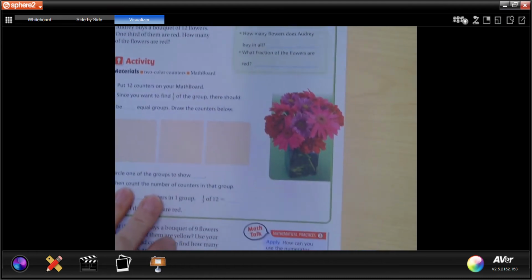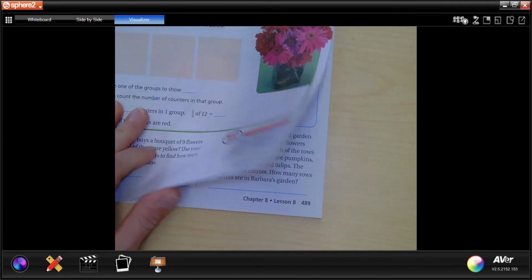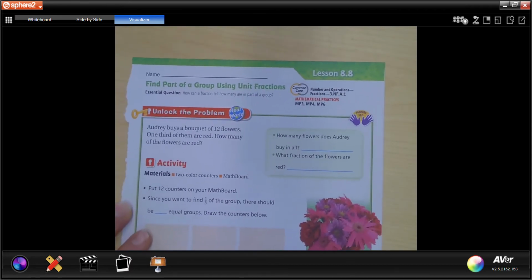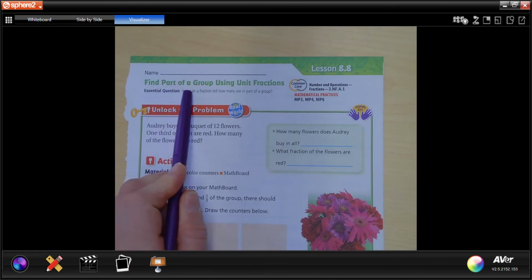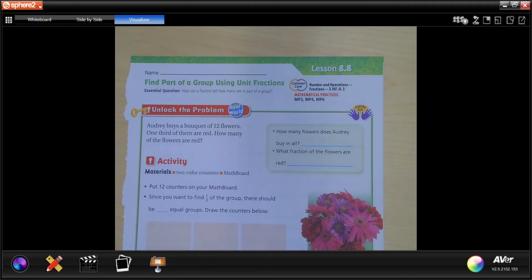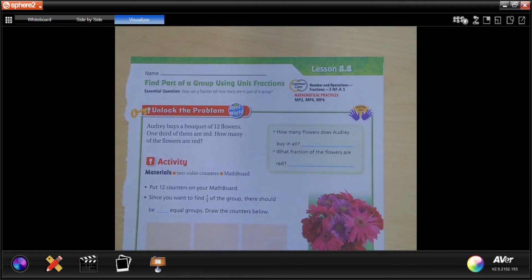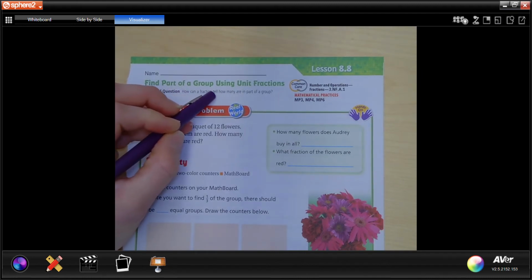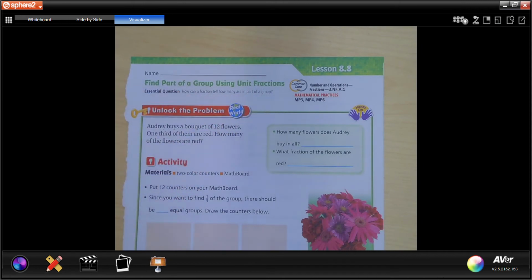You'll need to tear out pages 487 and 489 from your math book. Once you've done that, we will go ahead and get started. So today's lesson is we are going to find part of a group using unit fractions. We've been working on fractions for a while now, so we're still talking about grouping and fractions. Essential question: How can a fraction tell how many are in part of a group?